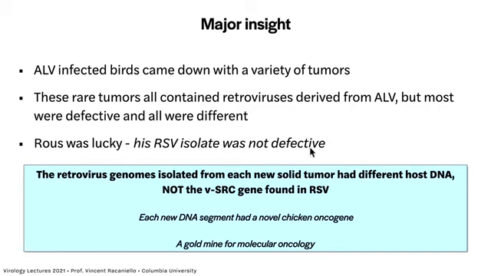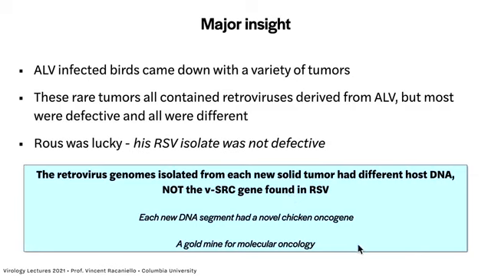Why do I harp on that? He could grow it up in cells. Well, not in cells, but in chickens. If it were defective, he would have had a hard time growing it, and he might not have picked it up for many years. So that's why I say Rous was lucky. His isolate was not defective. And each of these viruses from different tumors had different host DNA, not src. It had something else, another kind of oncogene.